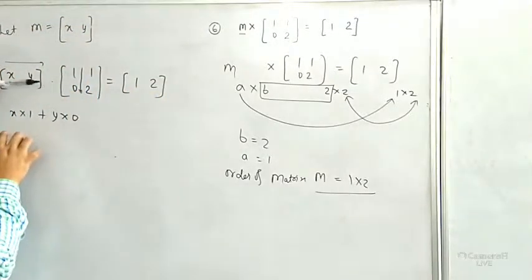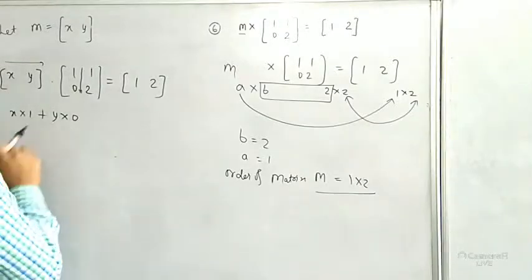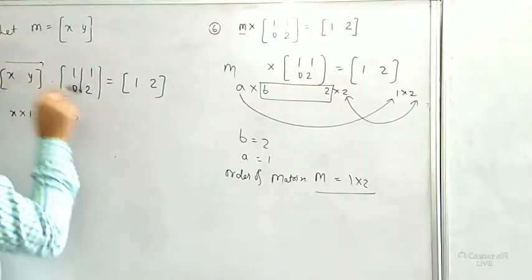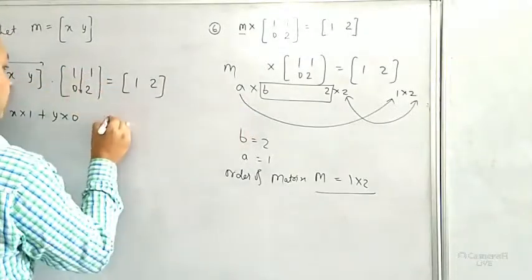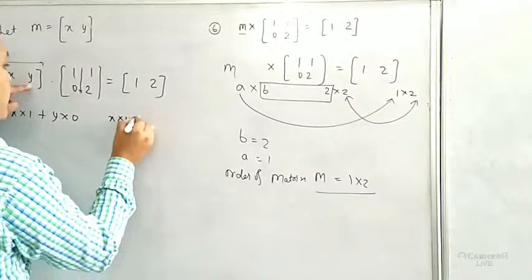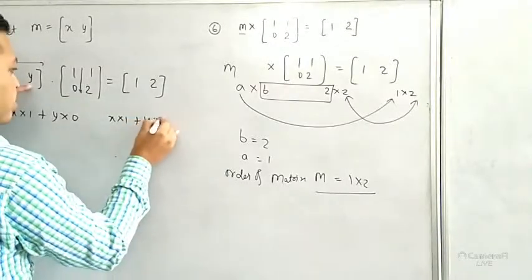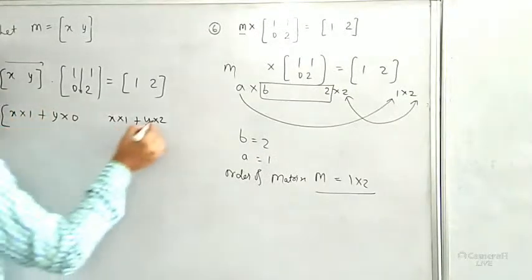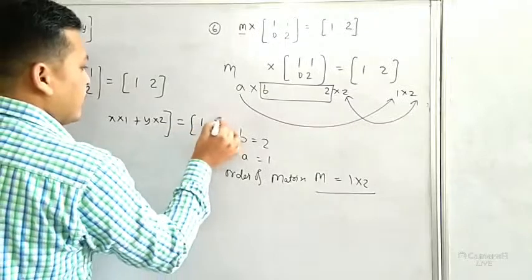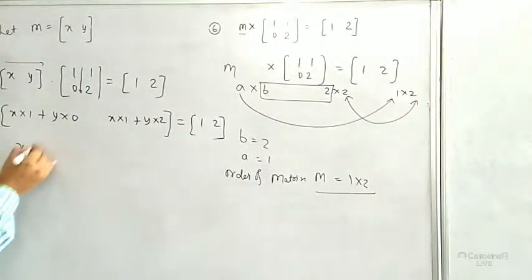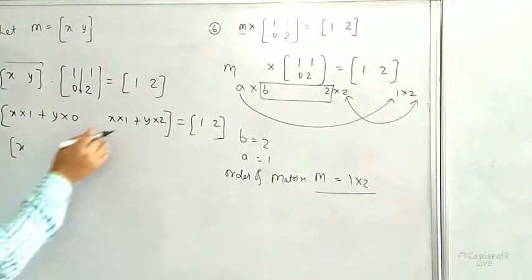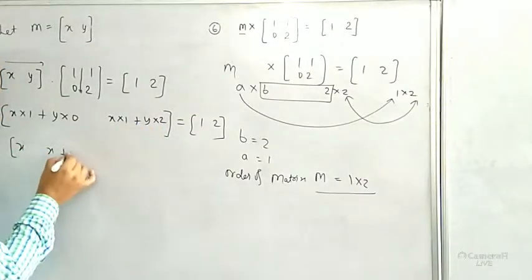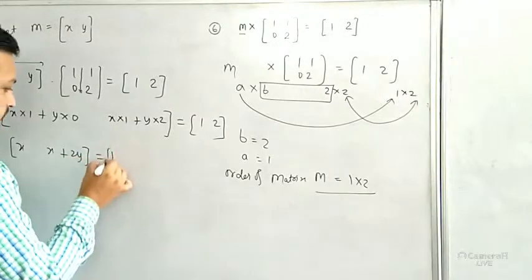And if you are changing the row to the second row, then you will change the row here also. So our row is finished: first row, first column. We are taking the same row, so we take here x multiplied by 1 plus sign, then y multiplied by 2. Okay, and after that the row is finished, equal to 1 and 2. So x into 1 is x, y into 0 is 0, next x into 1 is x, and plus y into 2, so 2y, is equal to 1 and 2.